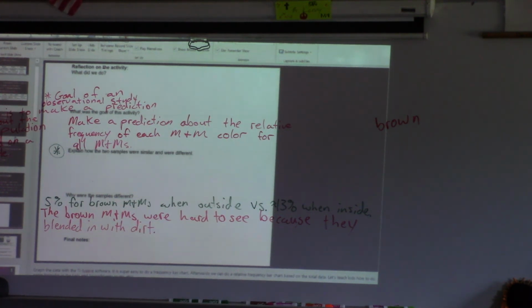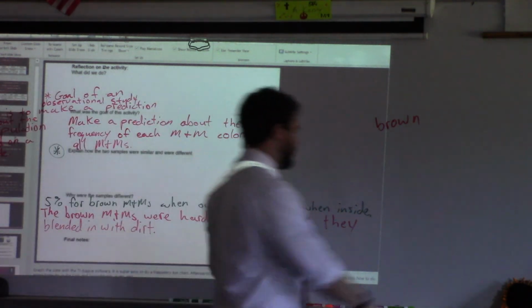So, if I were to go outside and redo the activity, do you think we would get the correct percentage of brown M&Ms, or would we still be off? It'd still be off, because it'd still be hard to see them, right? I'll tell you, I've done this activity multiple times. The brown M&Ms, when outside, have always been less. That is the definition of bias, right?